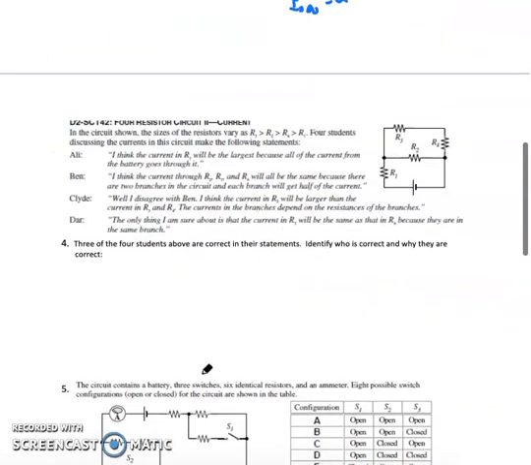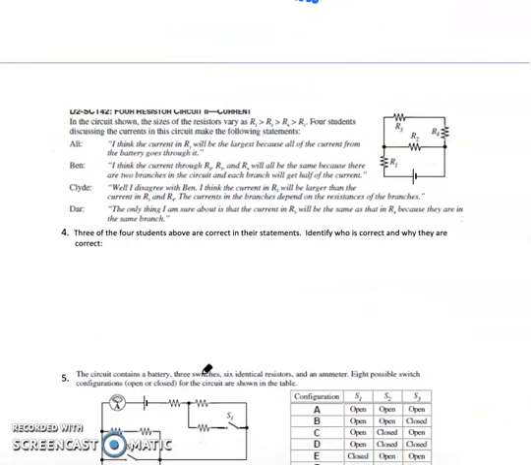Okay, so we've got statements about a circuit. So let's look at the circuit. We've got 2 loops. R1 is common to all of them, and then it splits, where we have 2 branches. In the upper branch, we have R3 and R4 as part of one branch, and R2 is its own resistor in its own branch before they come back together here. It says 3 of the 4 students are correct, 1 is not.